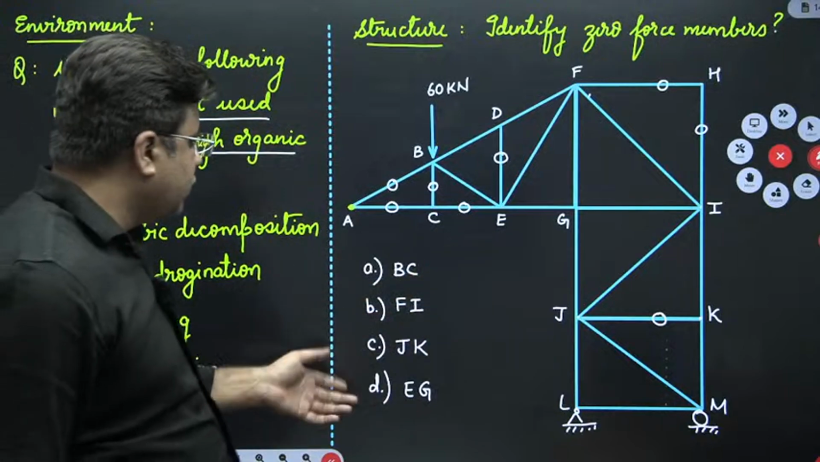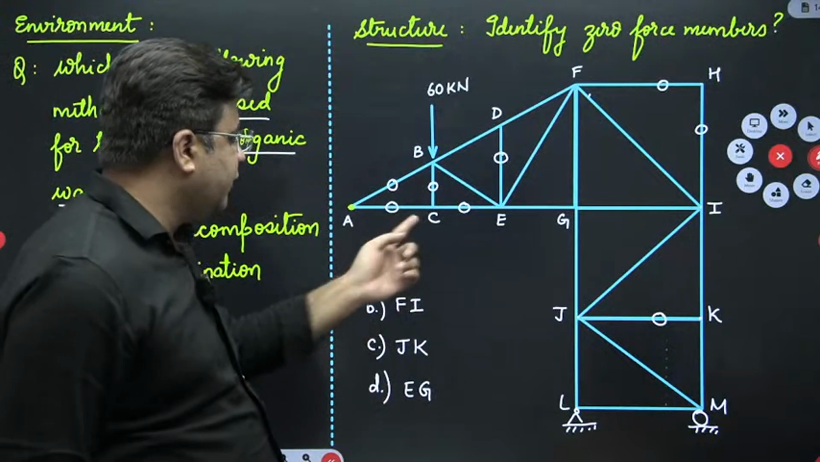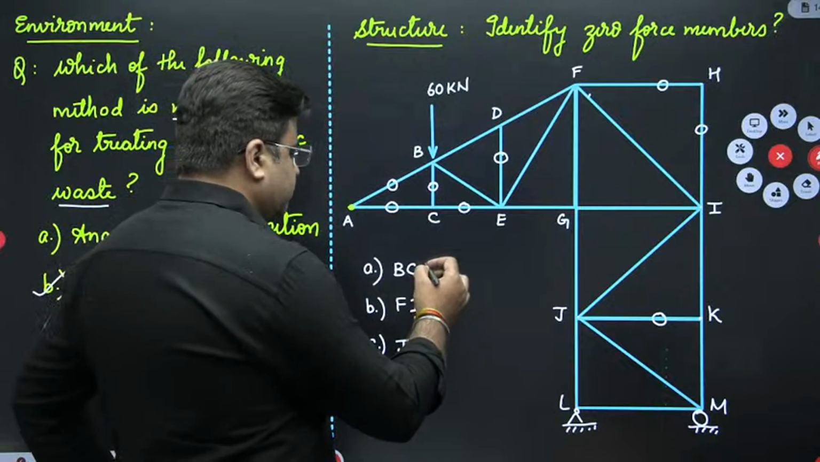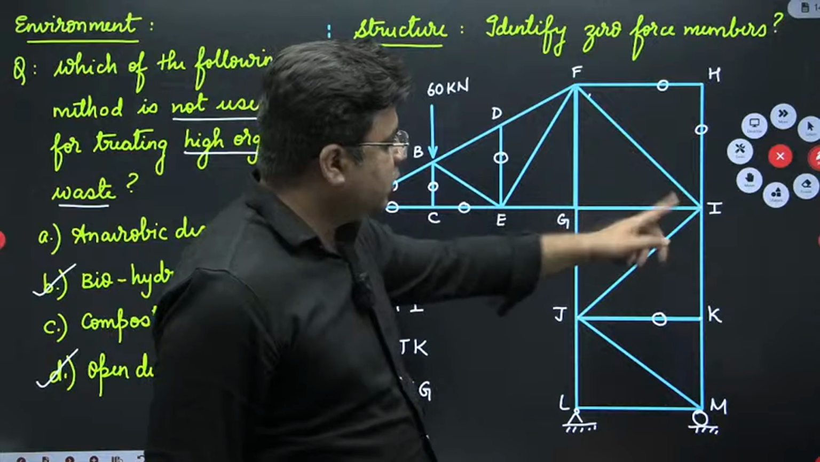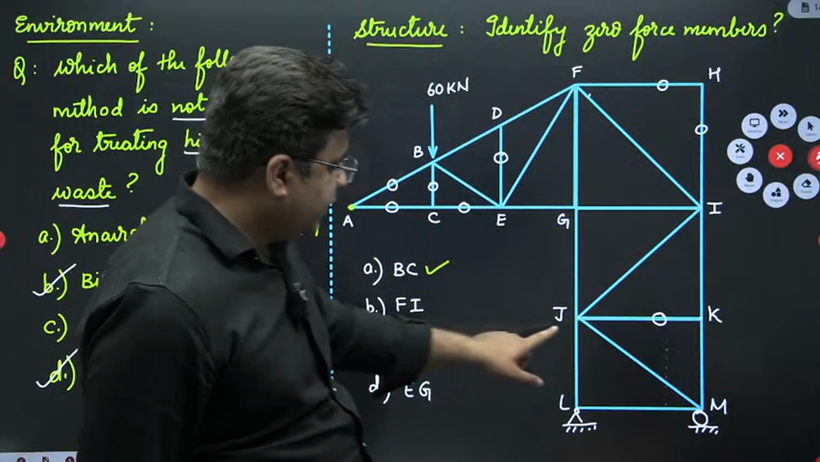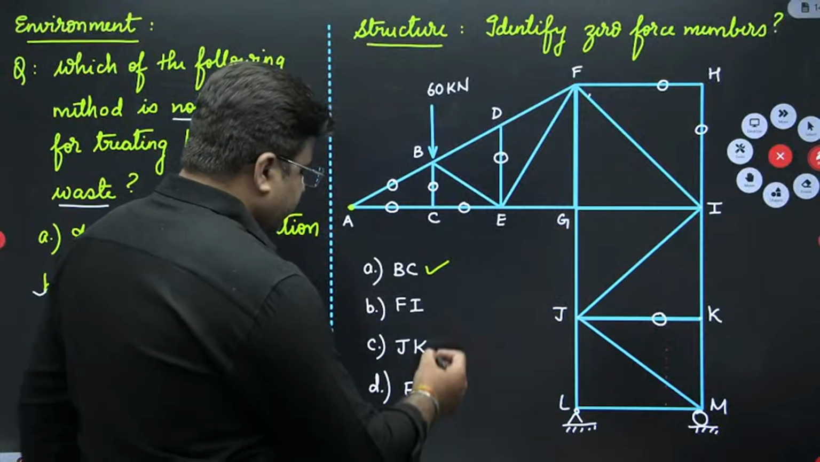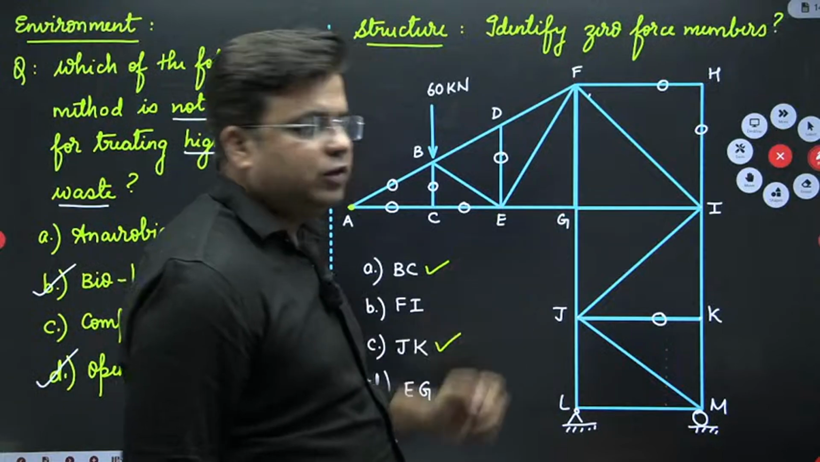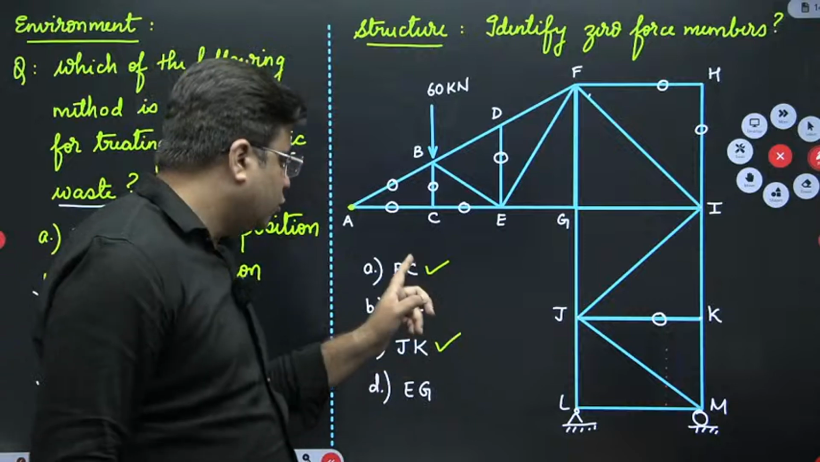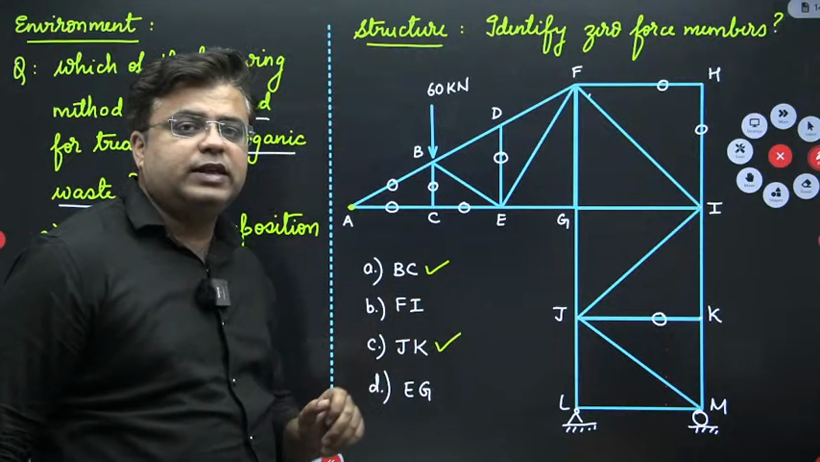Now you can check your options. The first option is BC. Definitely BC is a zero force member. Then FI. FI is not a zero force member. Then JK. Yes, JK is a zero force member. And then EG. EG is not a zero force member. So for this question, only option A and option C are correct.